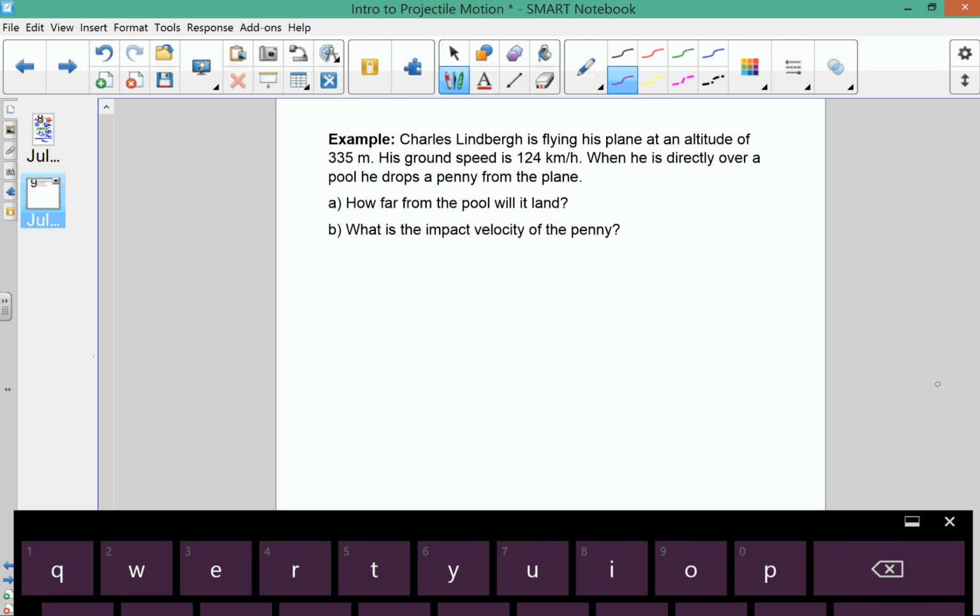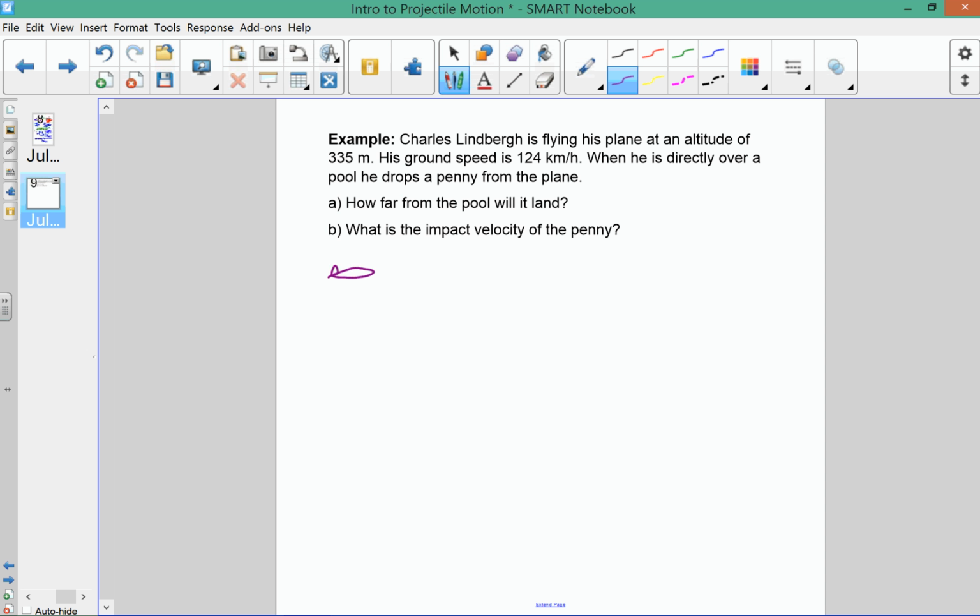So here's the airplane. There's his airplane. It's going with this initial velocity, 124 kilometers per hour, when it drops a penny. When it drops the penny, it is initially traveling at the exact same speed as the airplane. So as it falls, it's going to have a parabolic trajectory because it's got some initial horizontal velocity, and it's going to be accelerating due to gravity. So in this case, its initial distance above the ground is 335 meters. We need to figure out what this displacement in the x direction is.